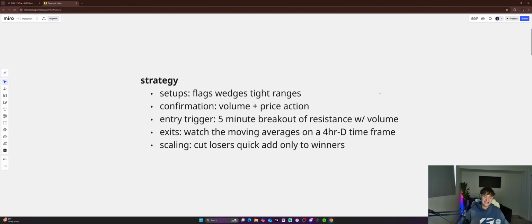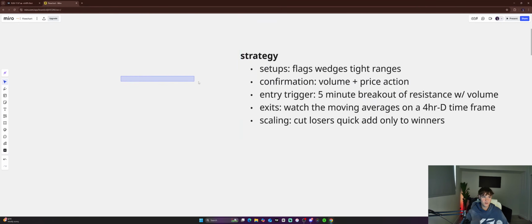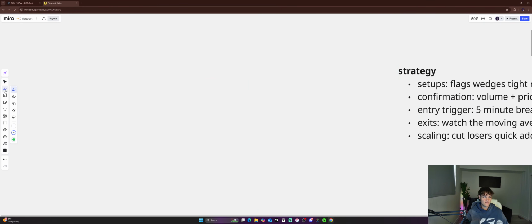Now, the next thing is the strategy, right? The setups that we are going to be trading are flags, wedges, and tight ranges. I'm going to give an example super quick. You can see right over here, this is a flag. Super simple. It's a big upside move, and then it's a lower high, higher low. See how it looks like a flagpole? This is the flagpole right here, and then this is the flag. It's like an American flag.